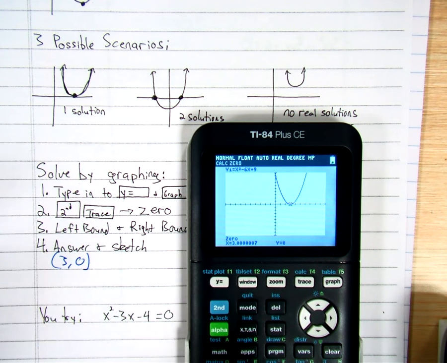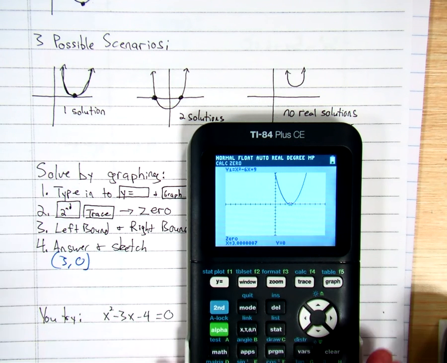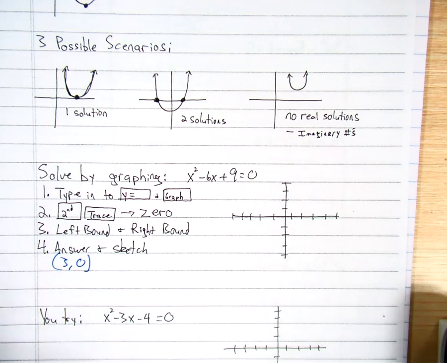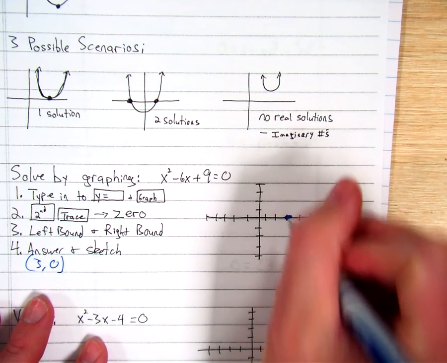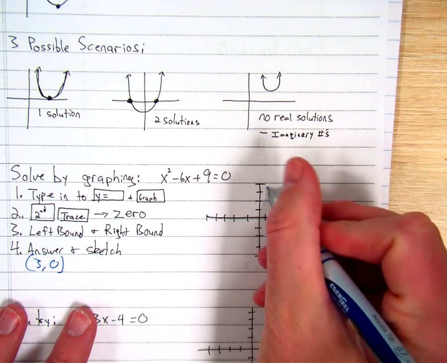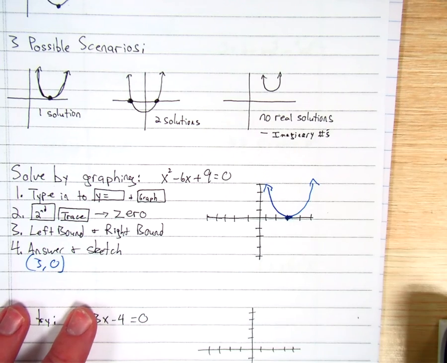So that's basically the new process that we're going to use over and over again today. Once we have our answer, we're going to make a quick little sketch. We're going to put 3, 0 on the graph, and just a quick little sketch. That's what it looked like.